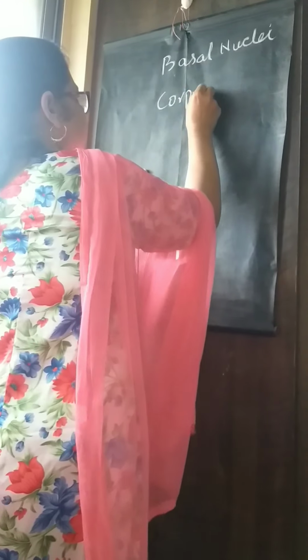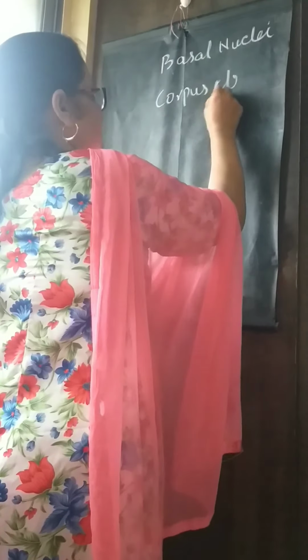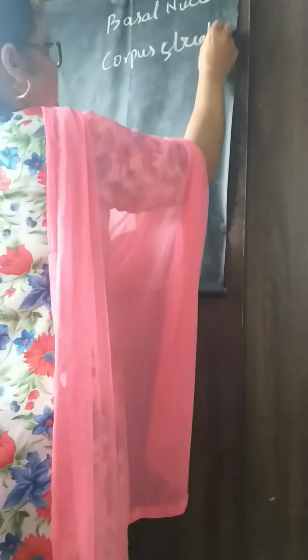As you all know, the basal nuclei are the subcortical intracerebral masses of gray matter. They form an important part of the extrapyramidal system, and the basal nuclei include the corpus striatum.